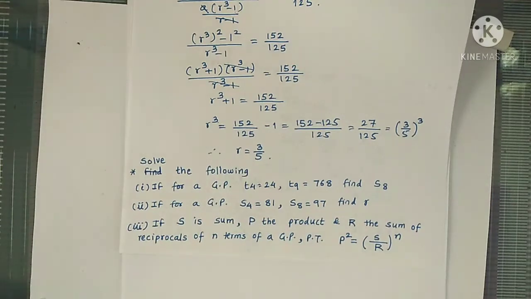This is your today's assignment. Solve the following. If for a GP T4 is 24, T9 is 768, find S8. The second question is, S4 and S8 are given, find r.